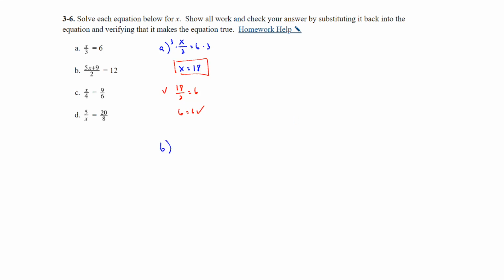On B, we have (5x plus 9) divided by 2 equals 12. Once again, we want to get rid of the denominator, so we're going to multiply both sides by 2.